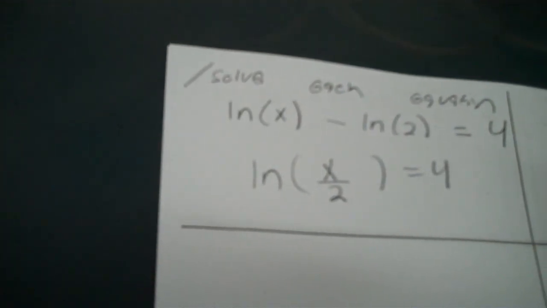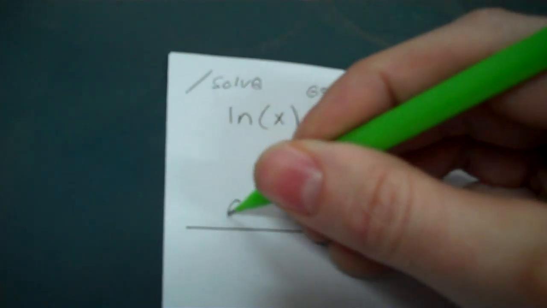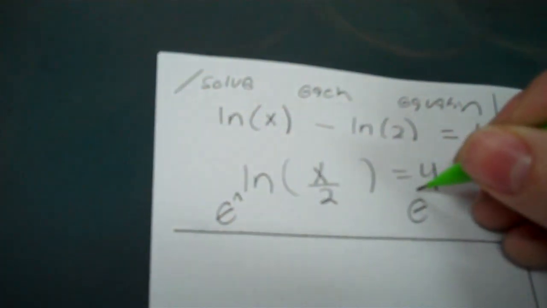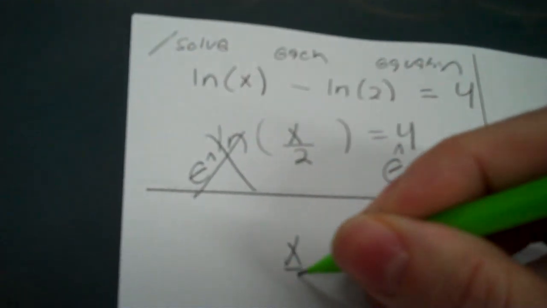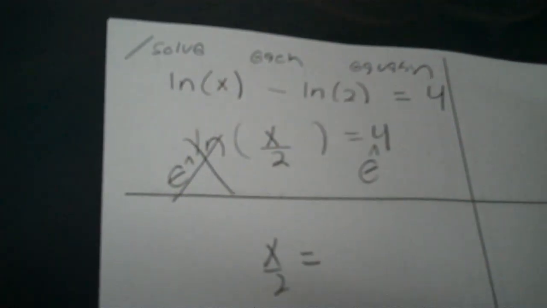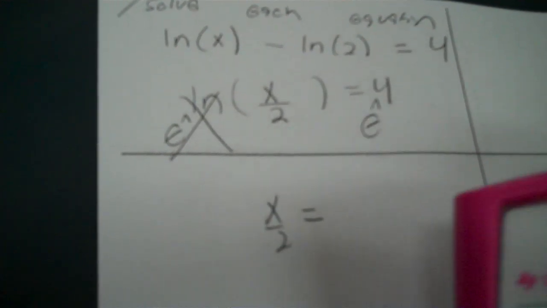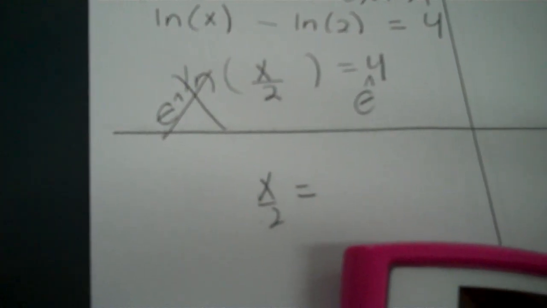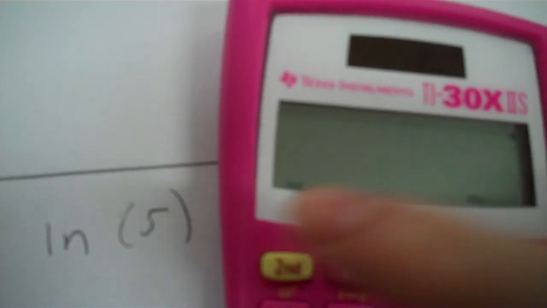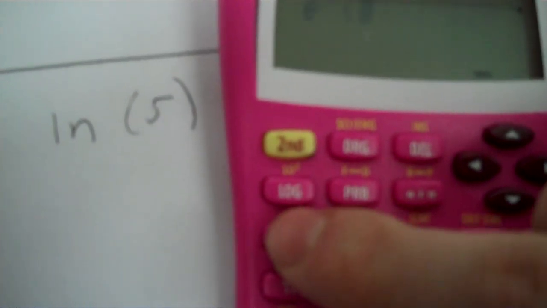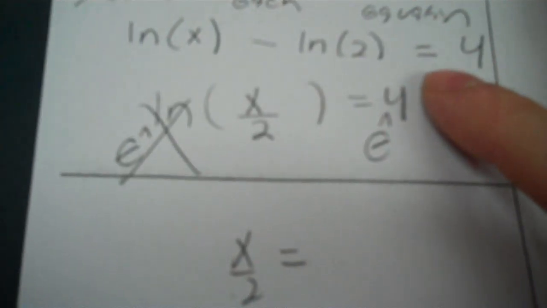Now, here's what we do to get rid of Mr. Ln. We put an e to the bottom left of each side of the equation, and we're going to put an exponent sign. That cancels out, and I now have x divided by 2. Now, on the other side, I take my calculator, and I take e to the 4th power. Now, you're like, well, how do I do that? I'm going to hit the same button, but I got to hit second first. E comes up to the power of 4.